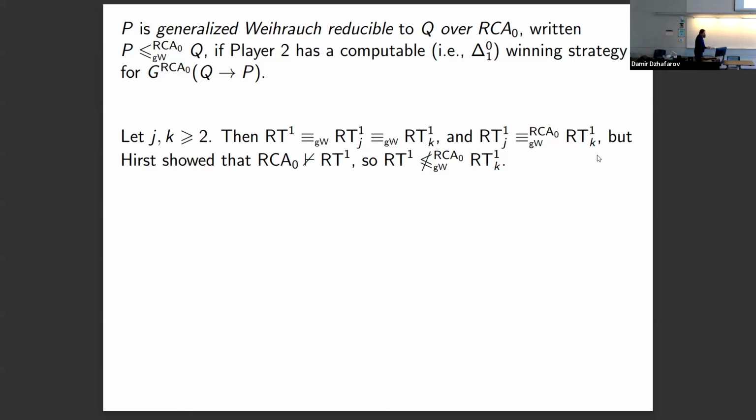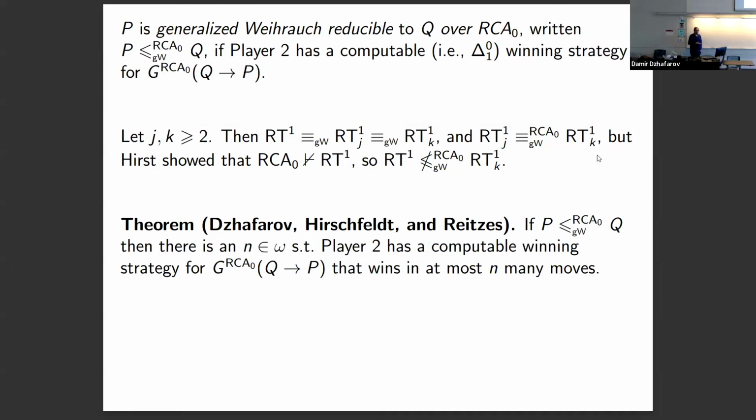So that tells us that, in fact, over RCA naught, you can't even win the omega game, let alone the GW game. So you have that RT1 is not GW reducible over RCA naught to RT1K. So this is an example of a situation where you get the reducibility in the omega sense, but you don't get it over RCA naught. So there are obviously, as I said, more interesting examples, but I just wanted to give one. And of course, the compactness theorem still holds in this case. If we can win uniformly, there's a fixed bound that we can win uniformly by, and that's often useful.